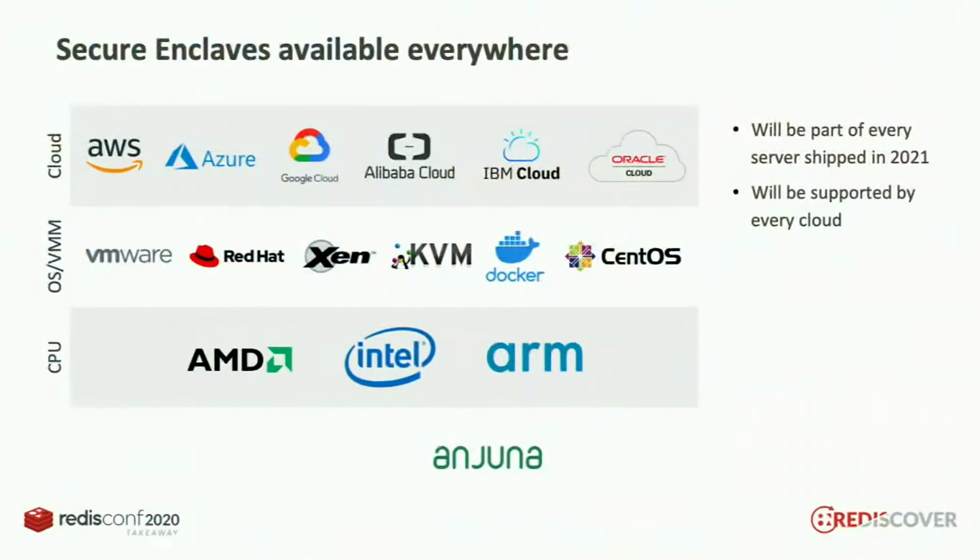So how is this all done? Well, Anjuna are providing the technology to wrap this up. As I said, it's using the base capabilities of the CPU from AMD, Intel, and ARM. On top of that, you've got the operating system, the containers, and the virtualization. And the final part of the deployment is its availability in numerous cloud vendors.